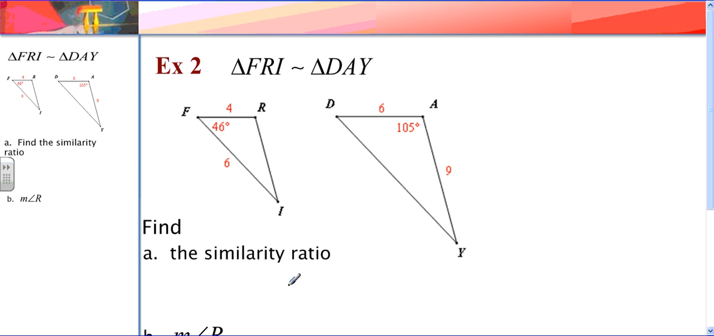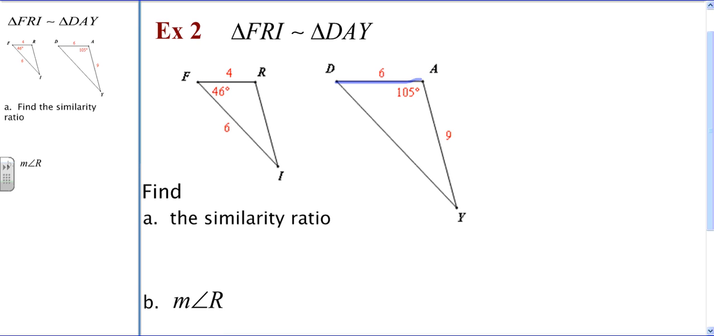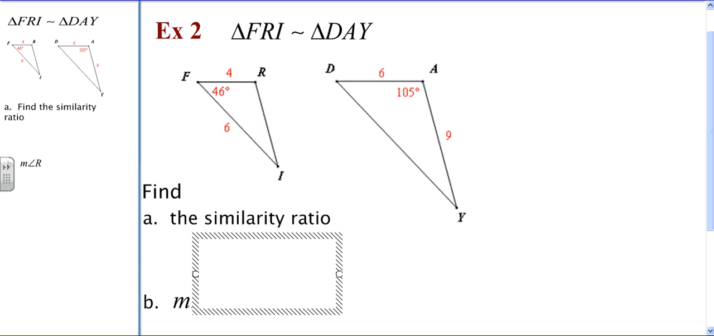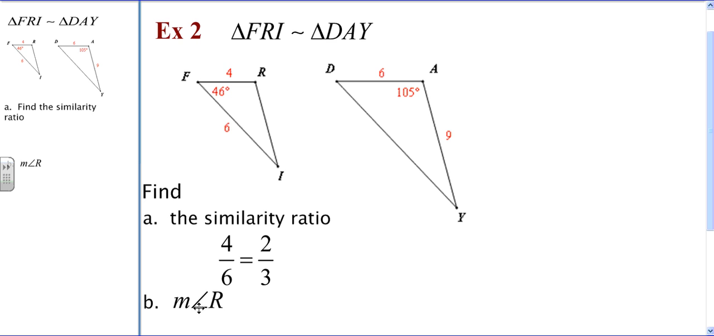So what we want to do is look for corresponding sides. So for example, FR corresponds to DA. I know that's true because look at my similarity statement. FR corresponds to DA. And I happen to know the lengths of both of those corresponding sides. So what we're going to do is set up a ratio of those sides, and that's going to be my similarity ratio. So 4 is the first side, 6 is the second side, write it as a ratio, and then reduce. So 4/6 reduces to 2/3. So in this particular case, my similarity ratio is just 2/3.